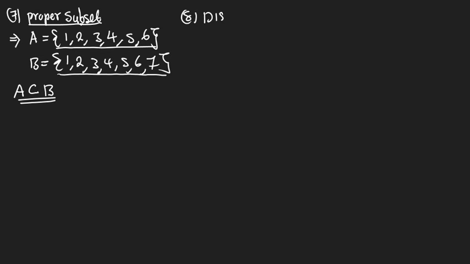Okay, what are disjoint sets? Disjoint sets are sets that have nothing in common. They have nothing in common.